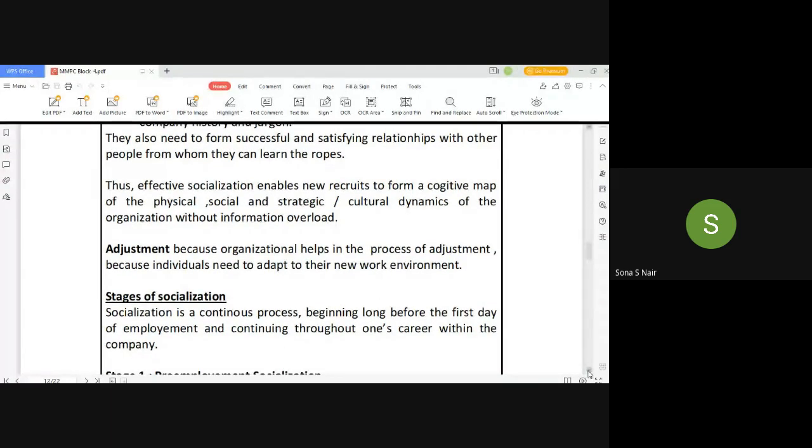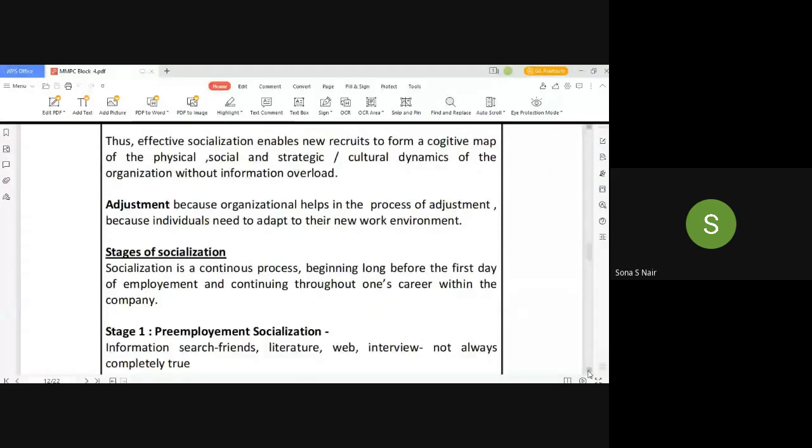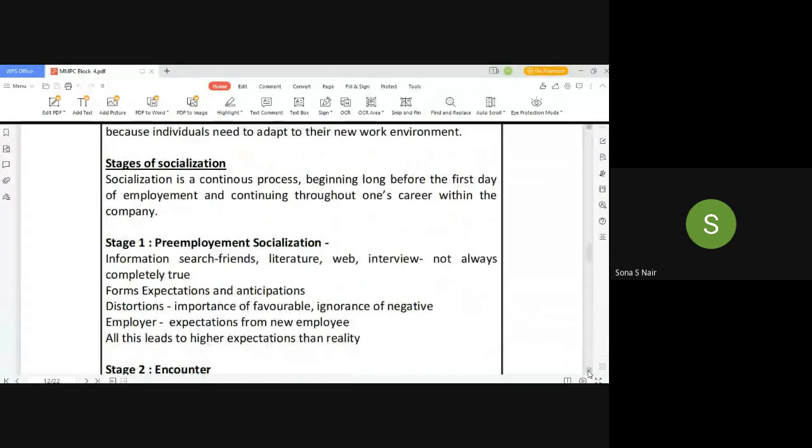So what are the three stages of socialization? The three stages of socialization of an employee are, first, pre-employment socialization, when an employee is actually selected in one place. This socialization process happens everywhere, but as of now, we are talking of the socialization of individuals in the organization.